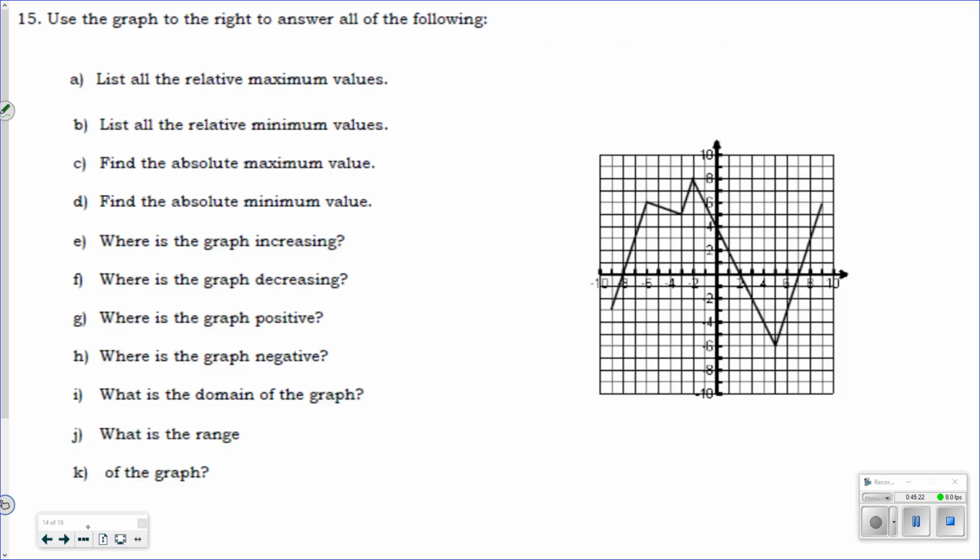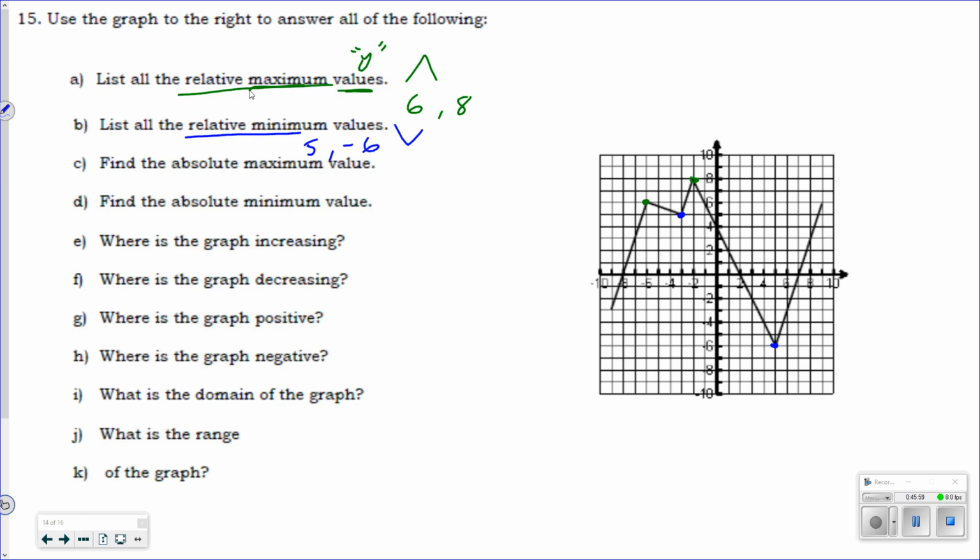All right, so now this one, use the graph to the right to answer all the following. A, list all the relative maximum values. So relative max means you went up, then back down. So in this case, we have 6 right there. Remember, values means y. So my values are 6, that's 8, and that's it. List all the relative minimum values. That means you decrease and increase. That's going to be this one right here at 5, and right here at -6.